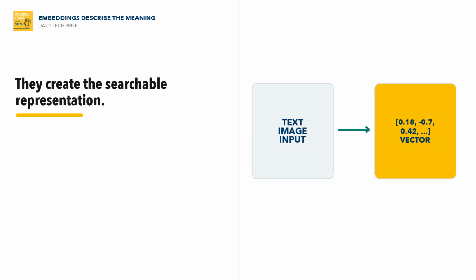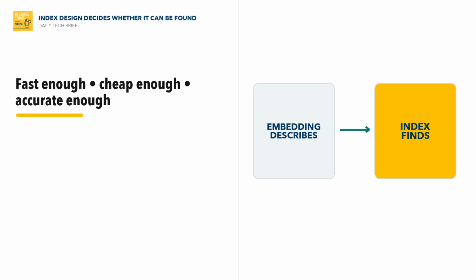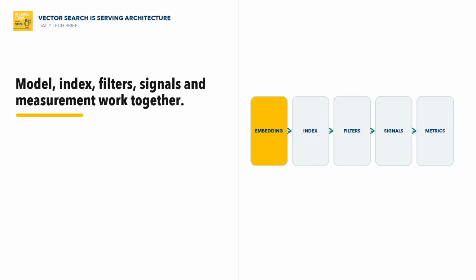The takeaway is simple. Embeddings describe the meaning, but index design decides whether the system can find that meaning fast enough, cheaply enough, and accurately enough for the real workload. That is why vector search is not only a model topic, it is also a serving architecture topic.